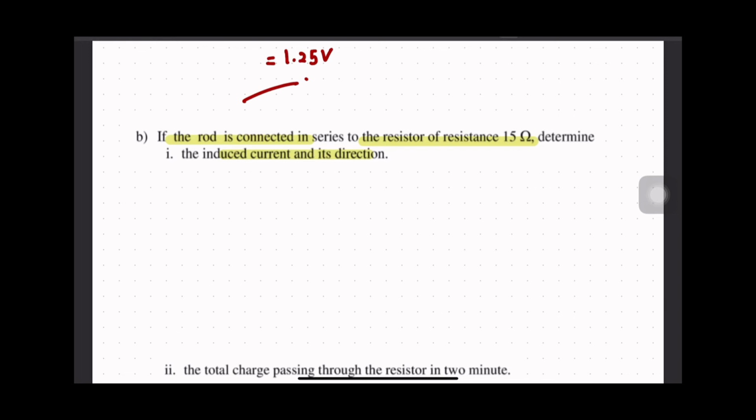Easy. Induced current, as I said, I induced is based on Ohm's law, equal to E induced divided by R. So I induced is 1.25 divided by 15. So we get the answer of 8.33 times 10 to the power of negative 2 ampere.